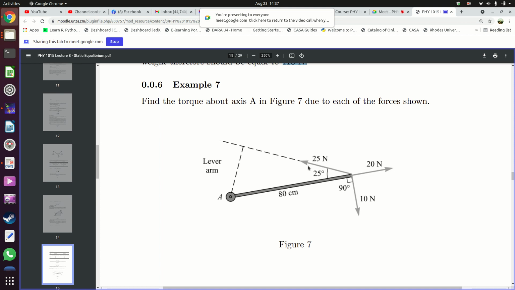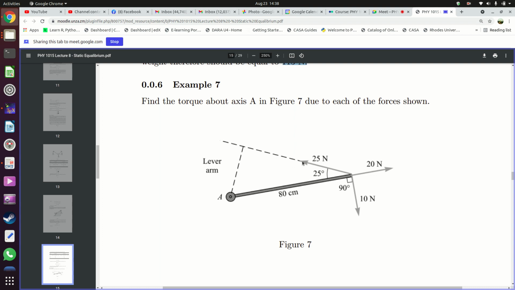There is something called the line of action of a force. Basically, this is the direction in which the force is acting. For example, if you take this 25 Newton force here, as you can see, there are these extra dotted lines they are putting there. This is the direction in which this force is acting. So for each force, there is always a direction in which that force is acting.